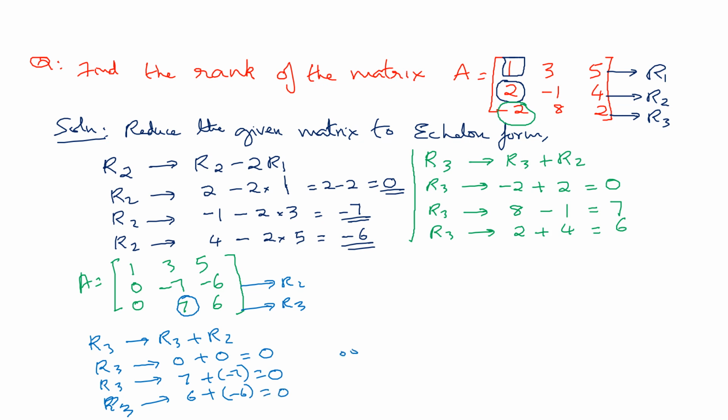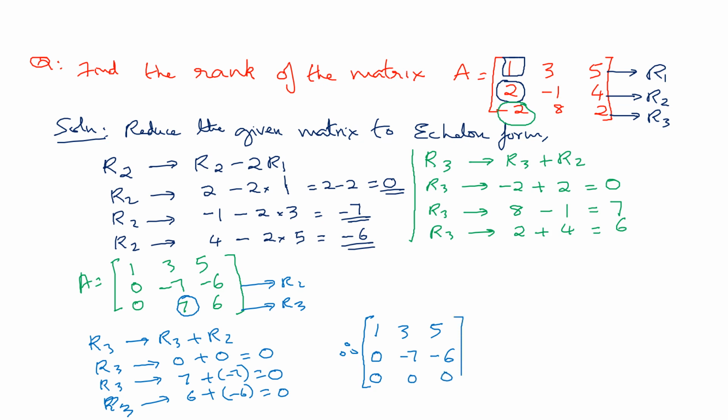Therefore, what happens to the matrix now? This is 1 3 5. Second one we did not do anything, so the same thing we write: 0 minus 7 minus 6. Last one, what happened? We got all zeros in that row.